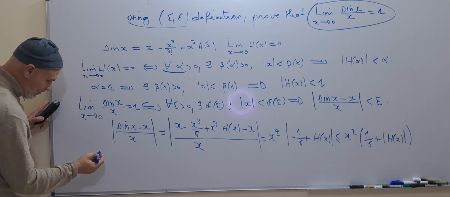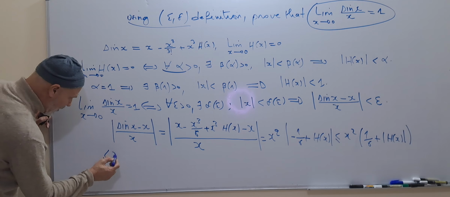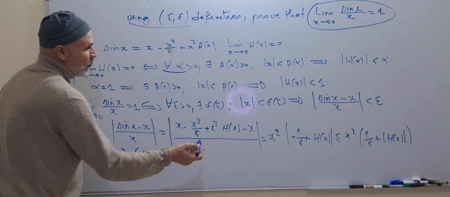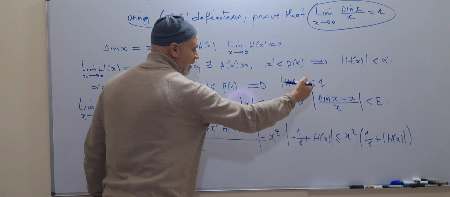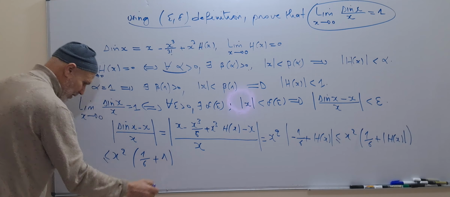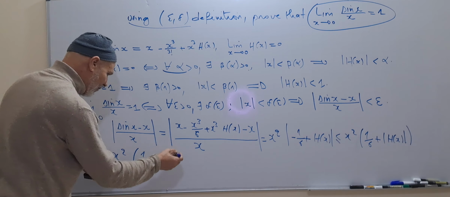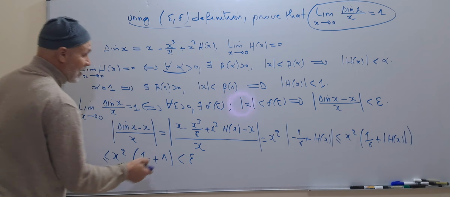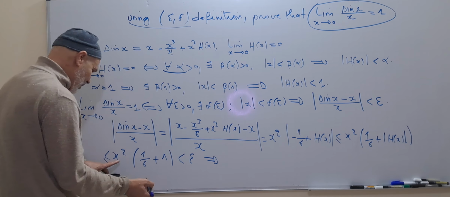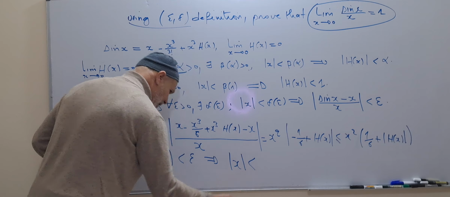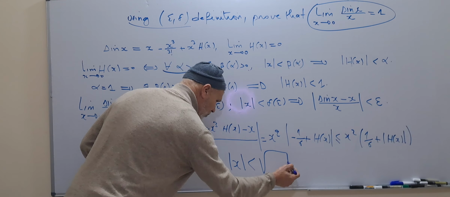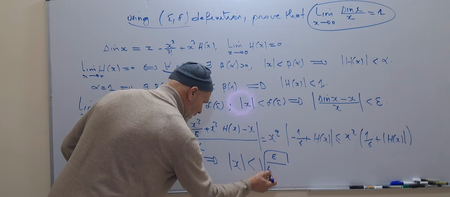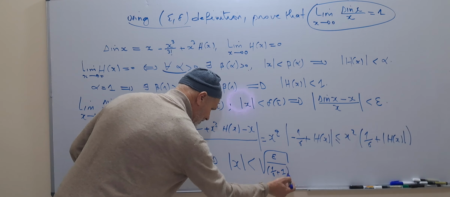But this value is less than or equal to x squared times 1 over 6 plus what? We suppose that for x less than beta of 1, h of x is less than 1. So we take this condition into account, and here we say let it be less than epsilon. If it is less than epsilon, this implies that the absolute value of x is less than the square root of epsilon over 1 over 6 plus 1.